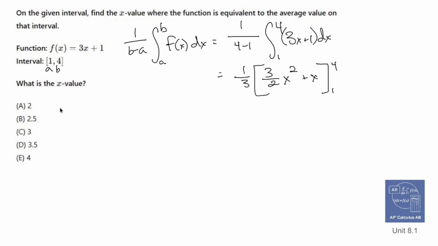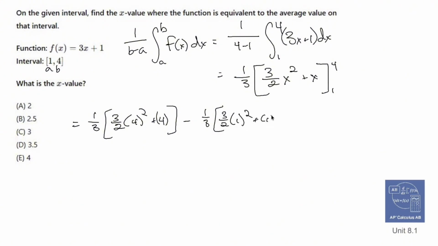All right, so let's scooch that over here where I'm going to need this space because this is not going to be that much fun. Well, it won't be that bad. Maybe. 1/3, 3/2, 4 squared plus 4. That's the one part. And then we're going to subtract 1/3, 3 halves, 1 squared plus 1. Okay, so we're doing the whole integration thing. That's going to be 1/3 times 3 halves.